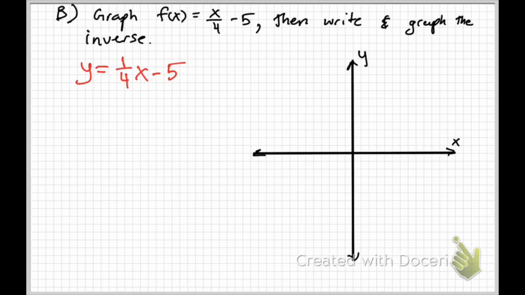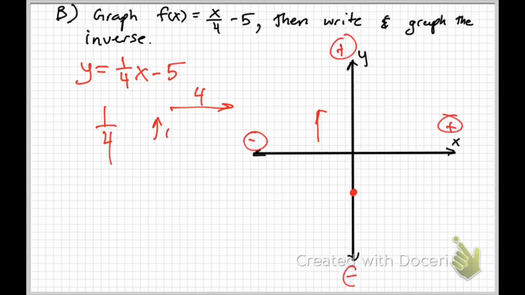So I go down 5, because that's my y-intercept. 1, 2, 3, 4, 5 right here. And my slope, the 1/4, I'm going to go up 1 over 4. They're both positive, so I go positive, because this is positive, this is positive, this is negative, negative. So I'm going to go up 1 over to the right 4.